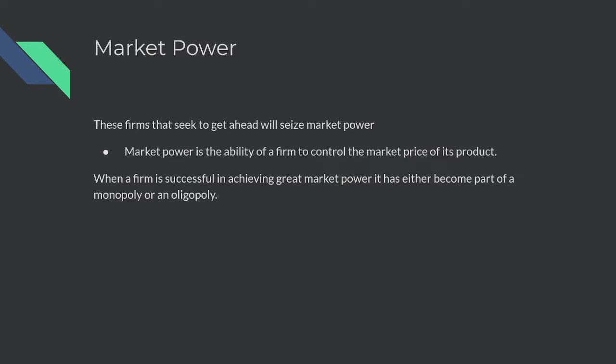Market power. These firms that seek to get ahead will seize market power. Market power is the ability of a firm to control the market price of its products. When a firm is successful in achieving great market power, it has either become part of a monopoly or an oligopoly.